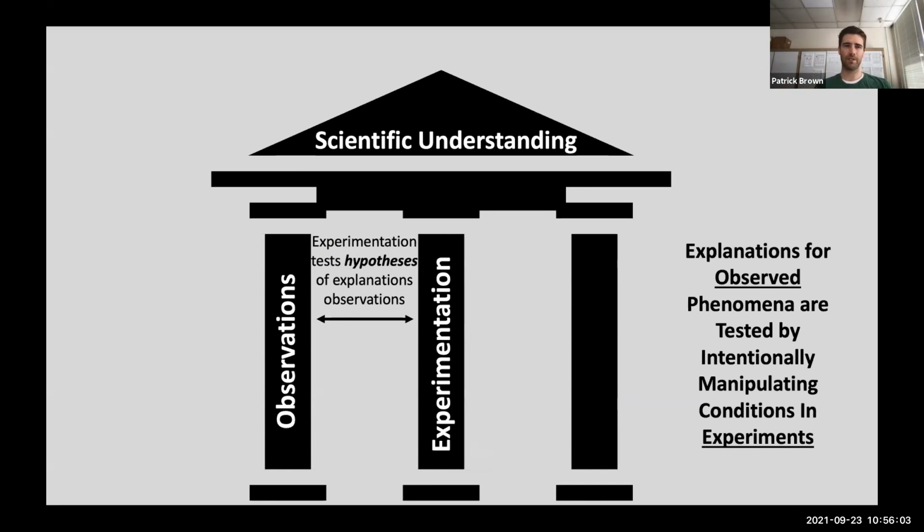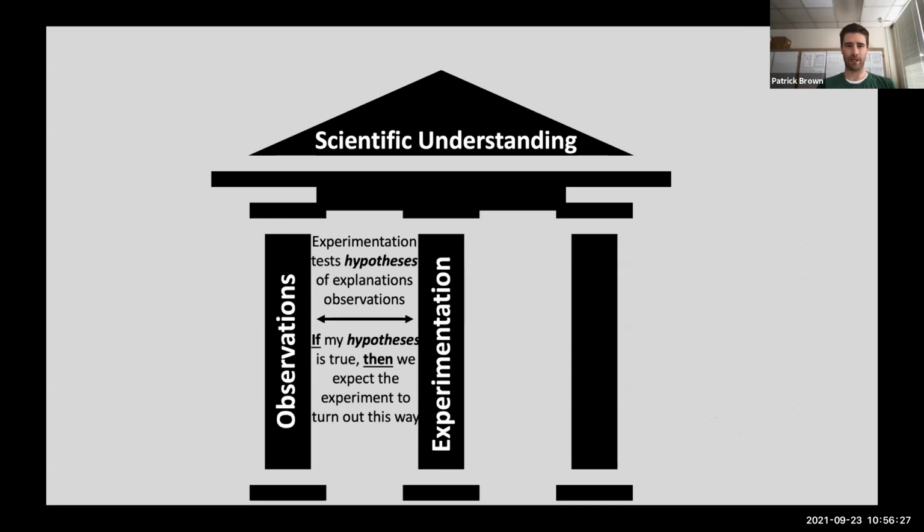So you observe something, you have some underlying hypothesis for why that thing is observed. And then you can design an experiment to test whether or not your hypothesis is true. And so usually that's expressed in an if-then type of statement. So if my hypothesis is true, then we expect the experiment to turn out this way.